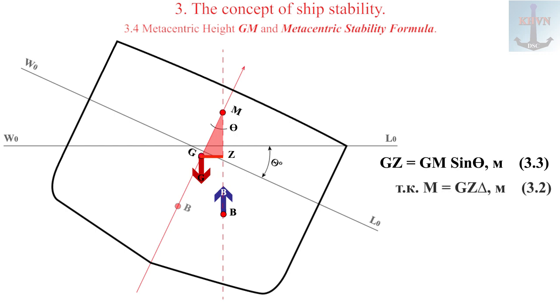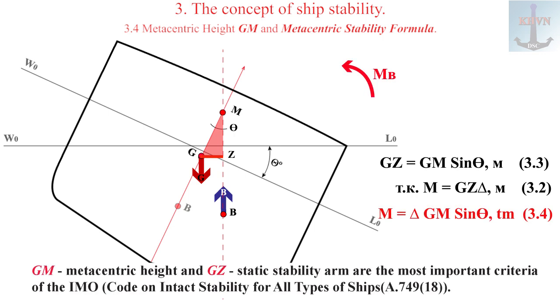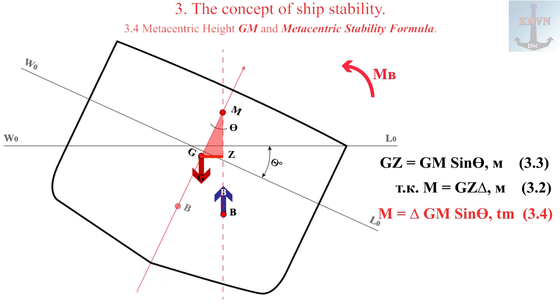If we transform formula 3.2 by inserting formula 3.3 into it, we obtain the desired formula 3.4. The restoring moment is equal to the product of the weight displacement times the metacentric height and the sine of the heel angle. This equality, 3.4, is known as the metacentric stability formula. Thus, the values that, for a given displacement D, affect the value of the restoring moment M, that is, the ship's stability, are the static arm GZ and the metacentric height GM.